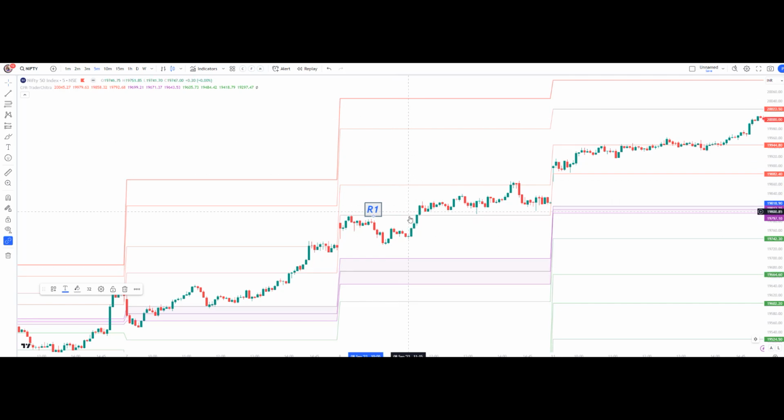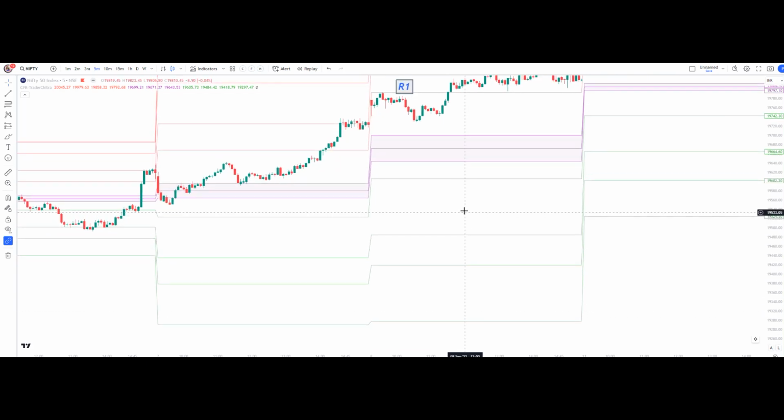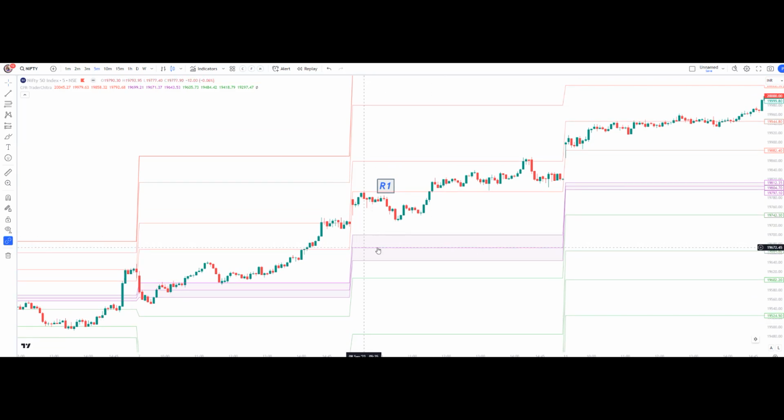All the red levels above the CPR are the resistance zone. This is R1, R2, R3 and this is R4. Below the CPR we can see the green levels. These are the support zones S1, S2, S3 and S4. Here the middle line is the central pivot, the top level is the TC, the top central level, and the bottom level is the BC, the bottom central level.